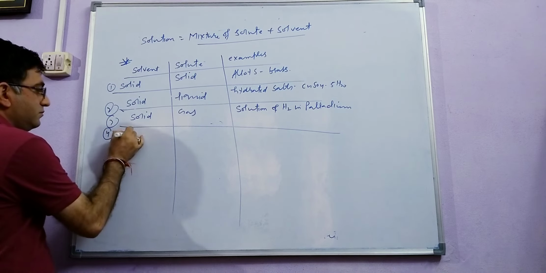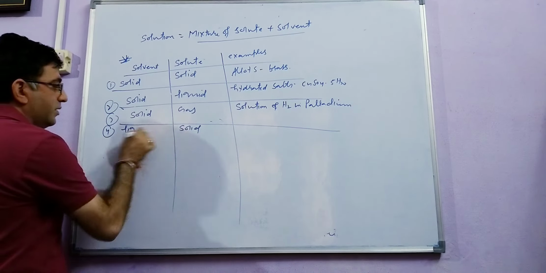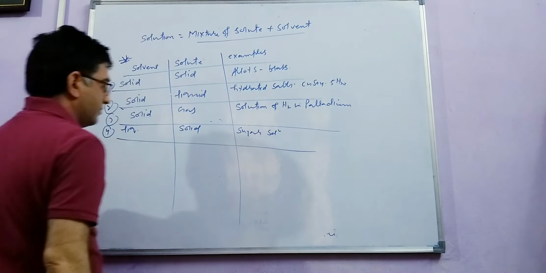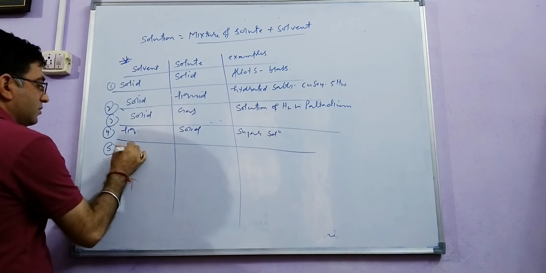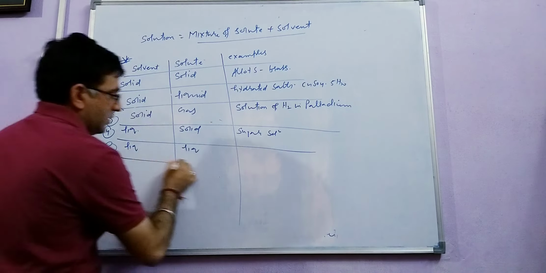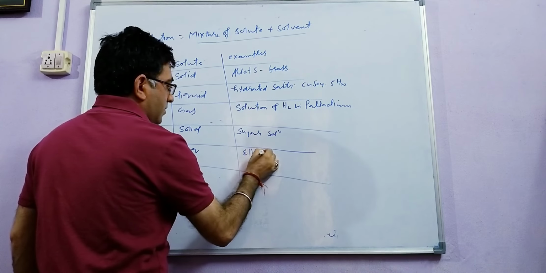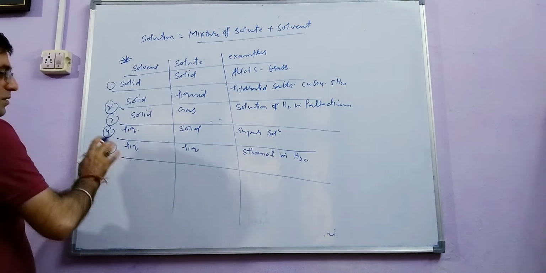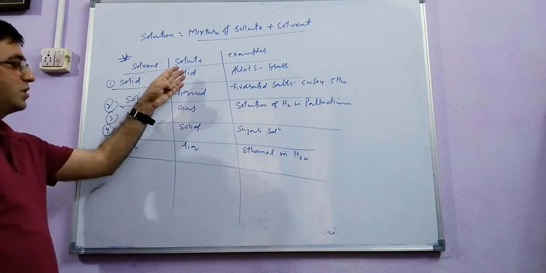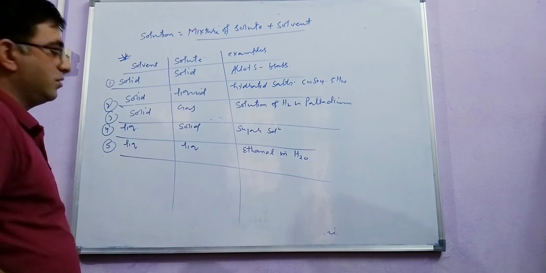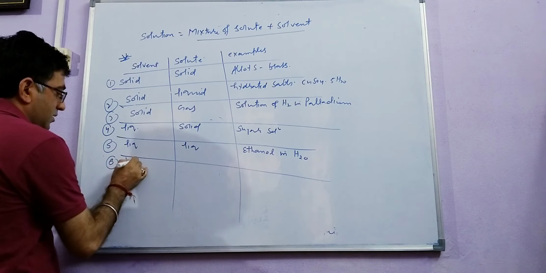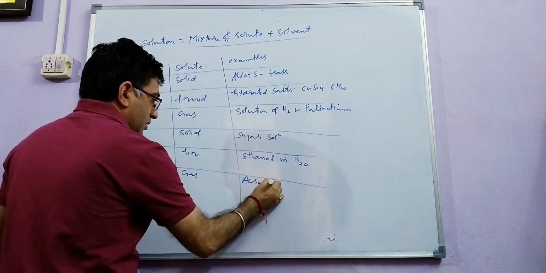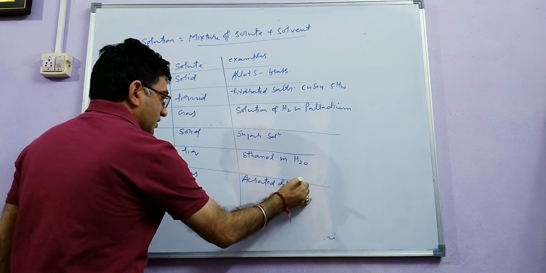Number 4, solvent liquid, solute solid. Example: sugar solution or salt solution. One more, liquid in liquid: alcohol in water or ethanol in water. A solution in which both solvent and solute are in liquid phases. Next is liquid solvent with gas solute: cold drink bottles or aerated drinks, which contain dissolved gases.